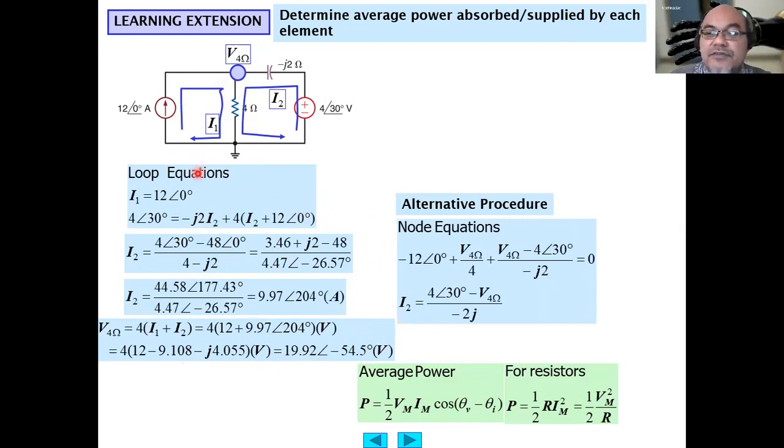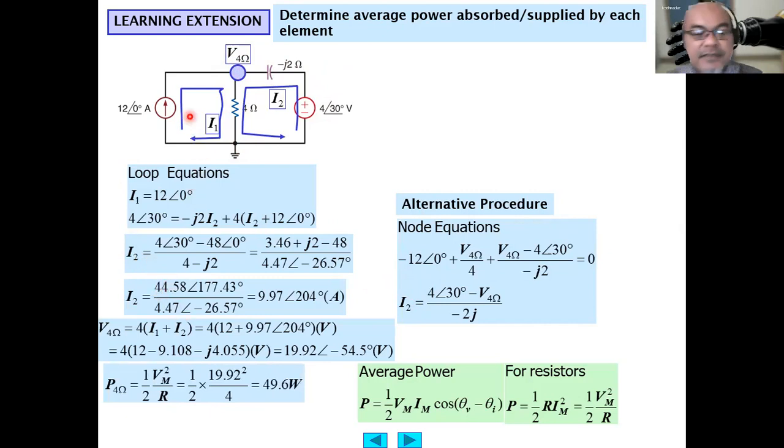Alternatively, we could also use node equations. At the first node, because current is entering, so minus 12 ampere, plus (V 4 ohm minus 0) divided by 4 ohm, plus (V at this node minus 4 with phase angle 30 degrees) divided by minus j2. This is the first node equation. Second node equation at this node: (4 minus V 4 ohm) divided by minus j2 equals I2.